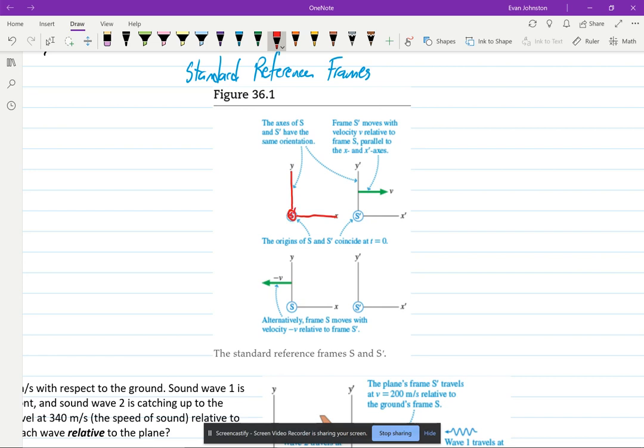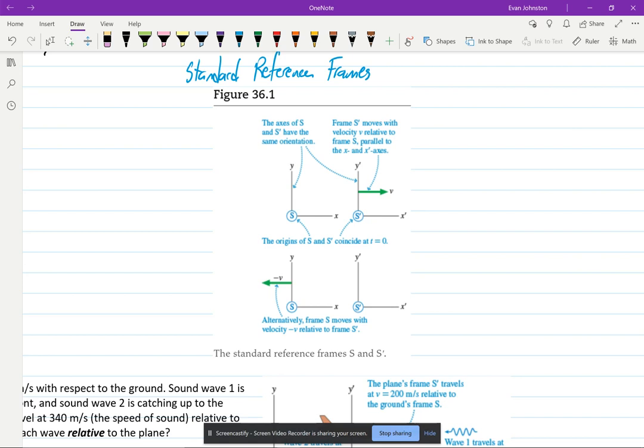So there was S prime, but since it's moving over here at some later time, there it is. So that's really what this is showing, that originally at time 0, they were stacked on top of each other. And then at some later time, they've moved apart from each other. So we have these two reference frames.